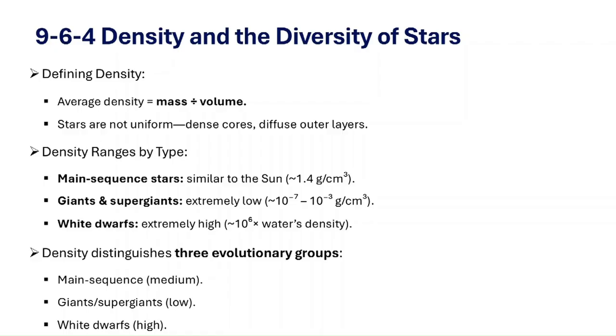So, in summary, density varies dramatically across different types of stars, providing a window into their internal structure and evolutionary state. So, main sequence stars are moderately dense, giants and supergiants are very diffuse, and white dwarfs are extremely compact. So, understanding these density differences is crucial as we continue to study how stars live, evolve, and eventually die.